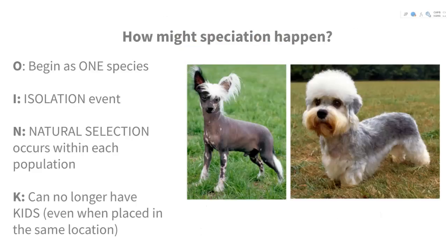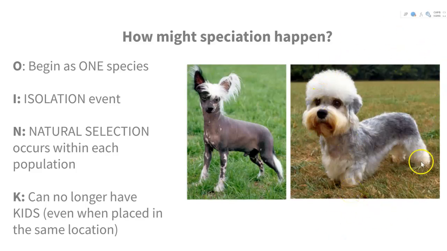So how would this process happen? Same as it happened in the salamanders. You begin as one species, and you have some event that isolates you. Let's say we start off with these two breeds. Okay, kind of cute little.